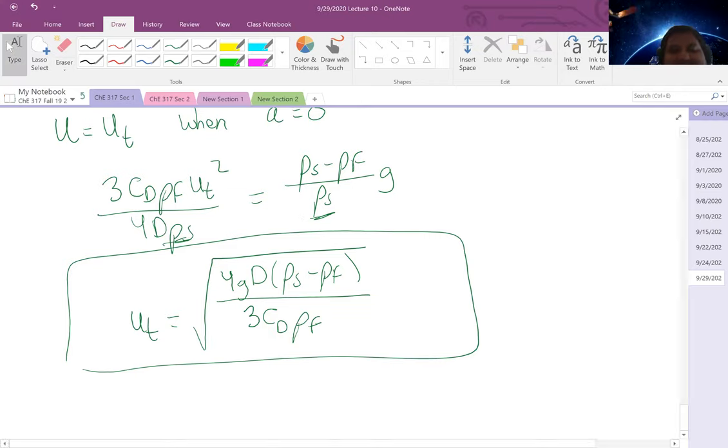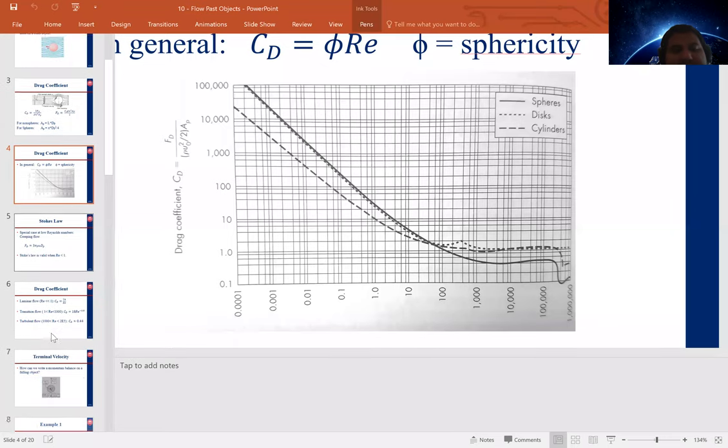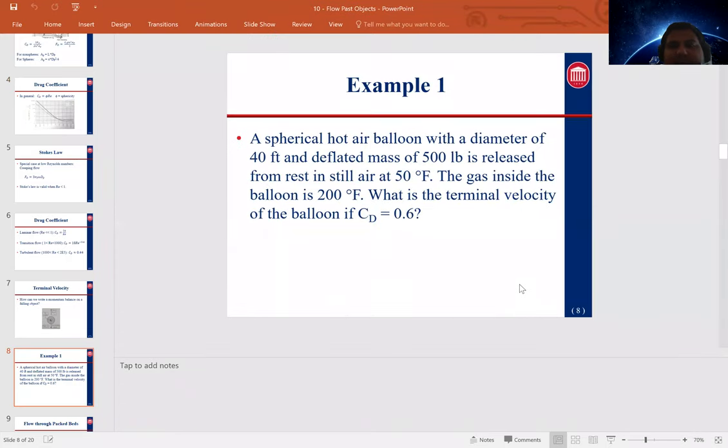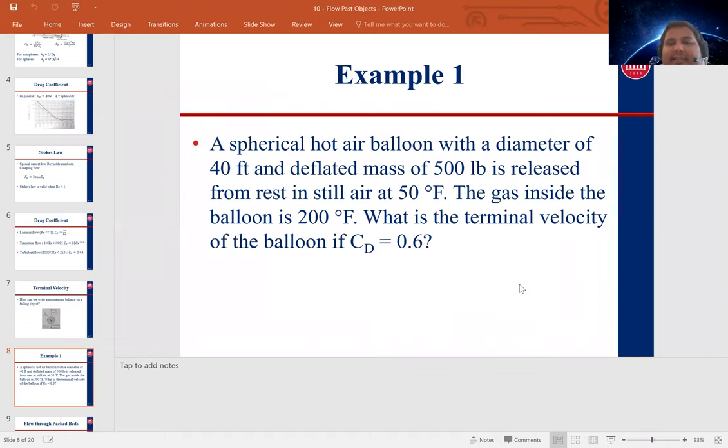So let's take a look at an example to help you get an idea of the application of this terminal velocity. Let's say I have a spherical hot air balloon with a diameter of 40 feet and a deflated mass of 500 pounds, going to be released from rest in air at 50 degrees Fahrenheit. If the gas inside the balloon is now 200 degrees Fahrenheit, what is the terminal velocity of the balloon if our drag coefficient is 0.6? This is my falling up problem. I'll give you a second to write some stuff down.